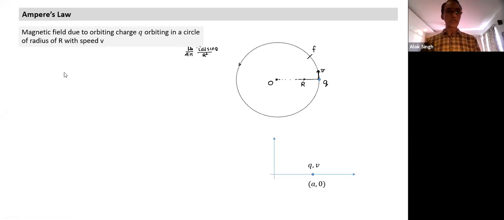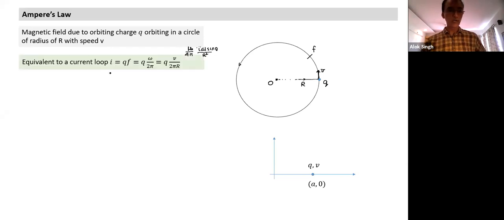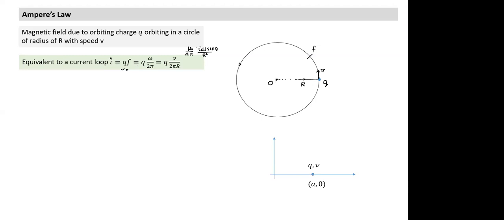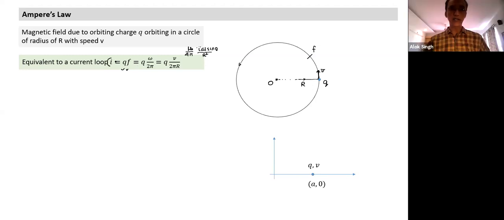So why would a circular moving charge create a field? Yes, it will create a magnetic field. What we need to do is find the equivalent current, and we can take a circular loop. What is the equivalent current in the loop here? Equivalent current is charge into frequency. And frequency can be written in any other form as given. You can write q into omega by 2 pi. It can also be written as q into v divided by 2 pi r. So it is equivalent to a loop of radius r having current I.